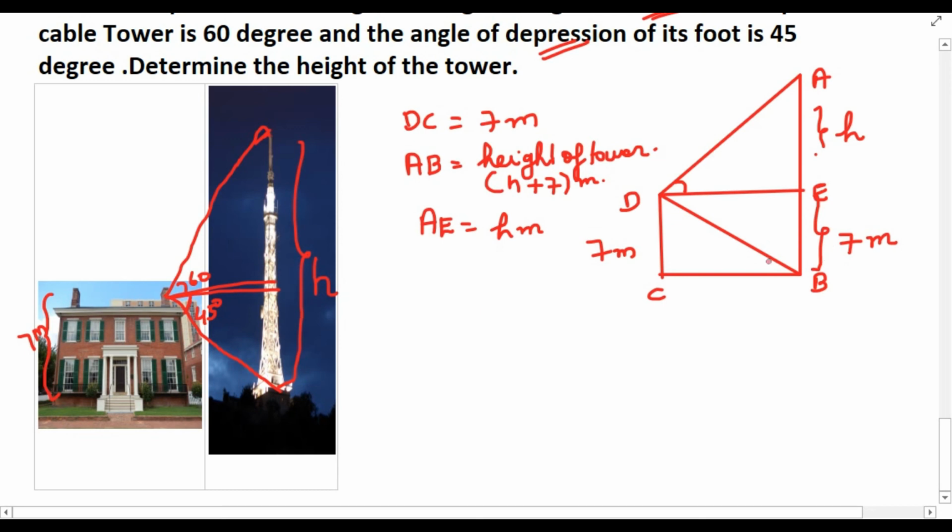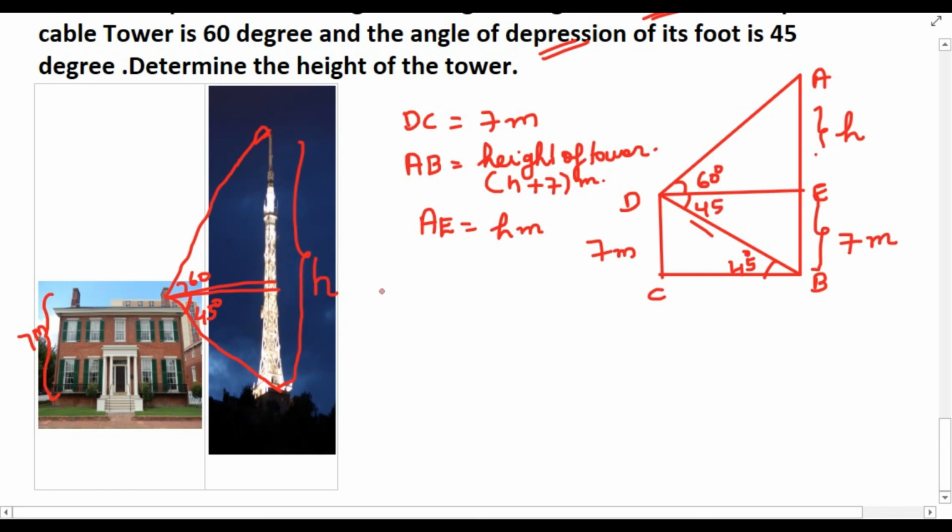BE is 7 meter. Now they have given the angle of elevation, that is 60 degree, and the angle of depression is 45 degree. If this is 45 degree, I can write this angle as 45 degree too, because they are alternate angles. So this angle will be 45 degree.